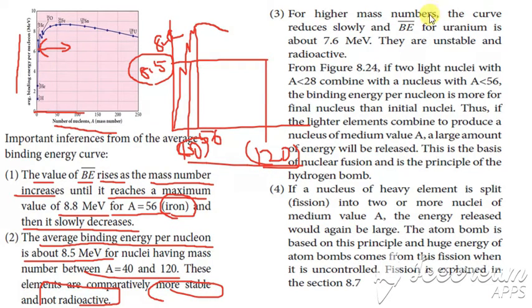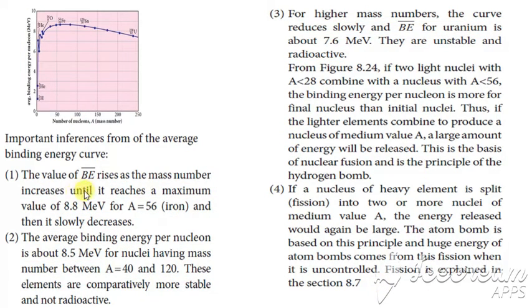Then the next one is for higher mass numbers. If you go to higher mass numbers, the curve reduces slowly. For uranium it is about 7.6. So at 7.6 MeV it started reducing. These elements are unstable and also radioactive.